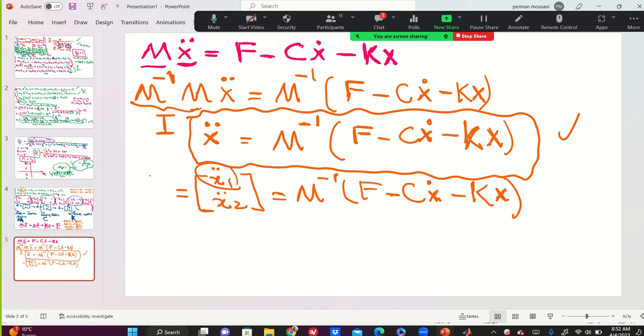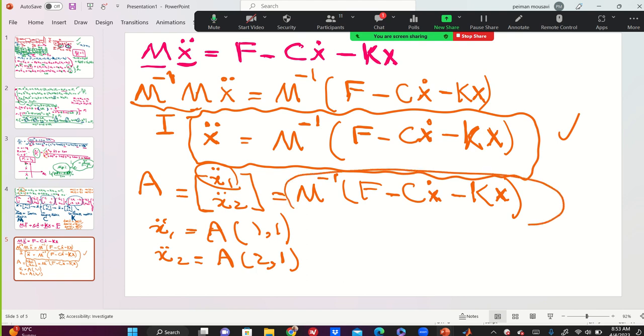If you want to find this and put it here, you're gonna name this in the MATLAB coding, I'm gonna teach you, as A. So X dot 1 gonna be A, first row, first column. X dot 2 that you're gonna put in the code gonna be A, second row, first column. And we're gonna introduce this in MATLAB one by one. Simple like that.